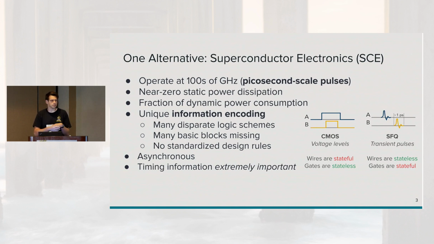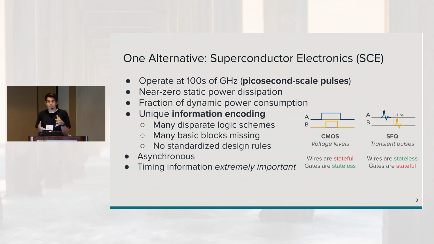and the gates downstream can be stateless. But when I switch to this transient pulse-based system, I have these picosecond long pulses. And so there's no longer this constant voltage draw where I can check what the value of a wire is. I either heard the pulse or I didn't hear it. And that means that wires are kind of stateless now, but the gates downstream need to keep track of when pulses arrived, and now they're kind of stateful entities.